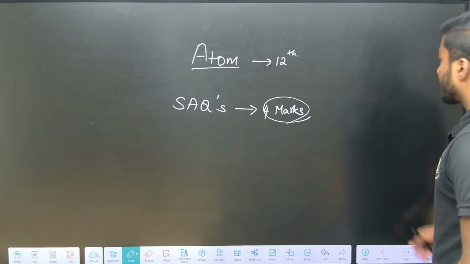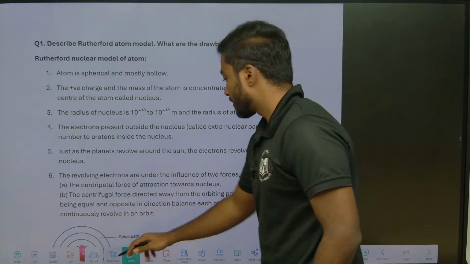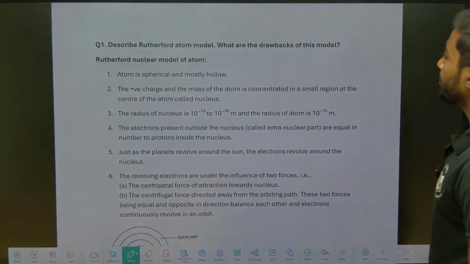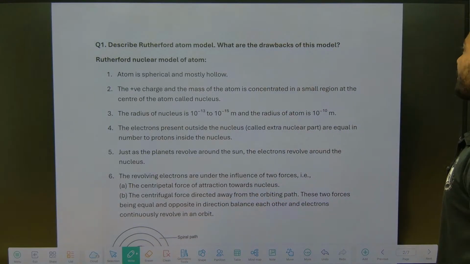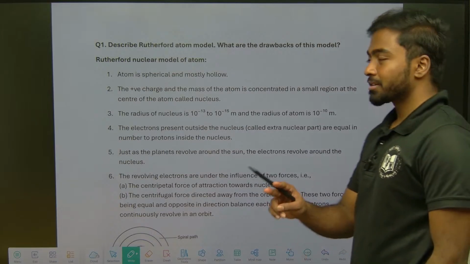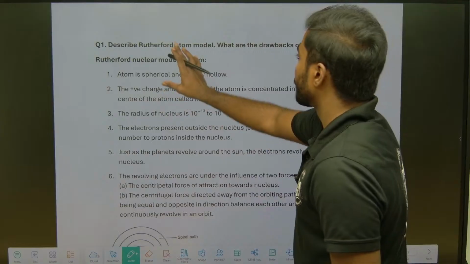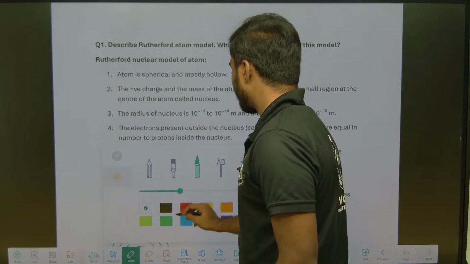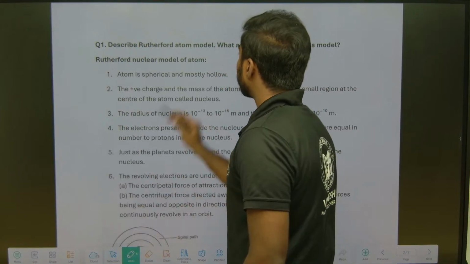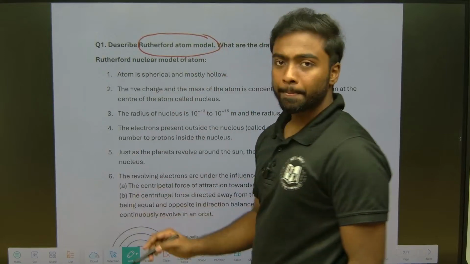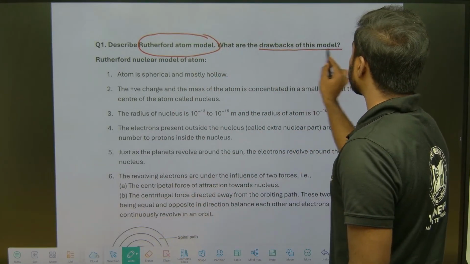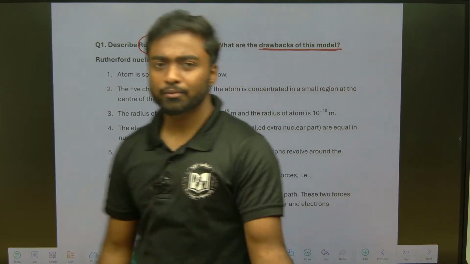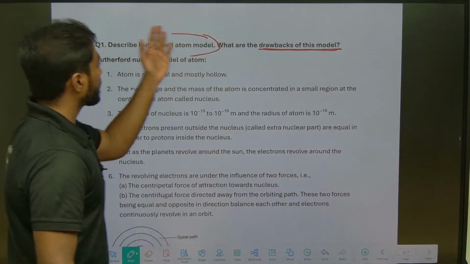The first question of this session: describe Rutherford atom model. What are the drawbacks of this model? Two sub questions have been given in the first question. I need to describe the Rutherford atom model, and I need to list out the drawbacks of that model. To list out the drawbacks, I need to say some advantages of that also. So, let us see that.